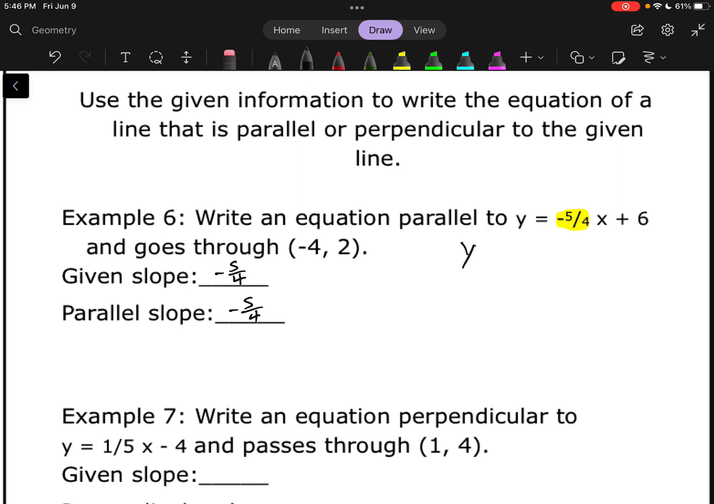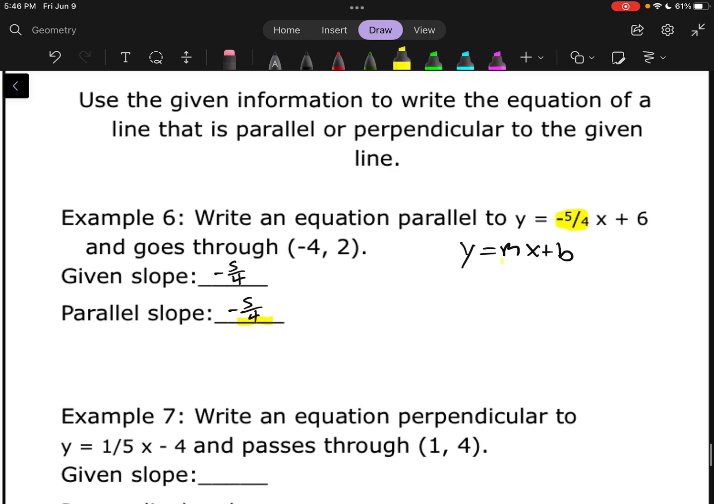So we know that our equation needs to be written in slope-intercept form, y equals mx plus b. Here's what we're going to do. We're going to use that parallel slope as our m. We're going to use negative 4 as our x. We're going to use 2 as our y. We're going to plug this stuff in and figure out what our b value needs to be. So this should be 2 equals negative 5 over 4 times negative 4 plus b.